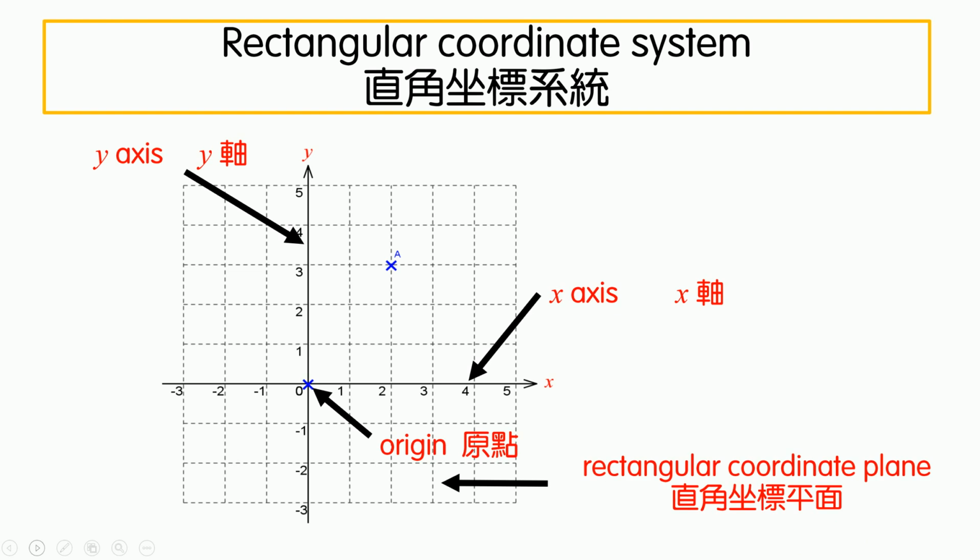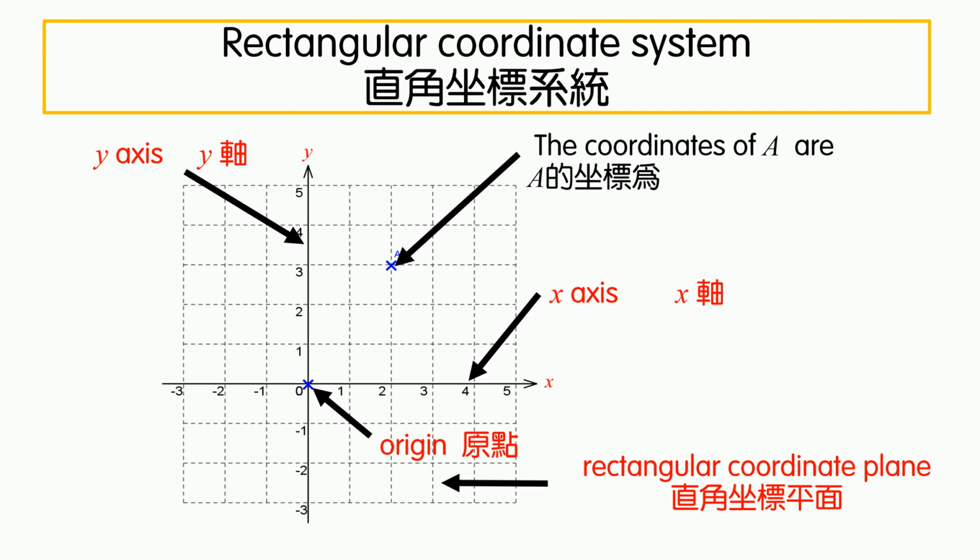So in this plane, there is a point A. If we want to tell the location of A, we need to say the coordinates of A. We start from the origin. We need to move 2 units to the right and then 3 units upward. So after looking at the x and y axes, we note that the coordinates of A are (2, 3).